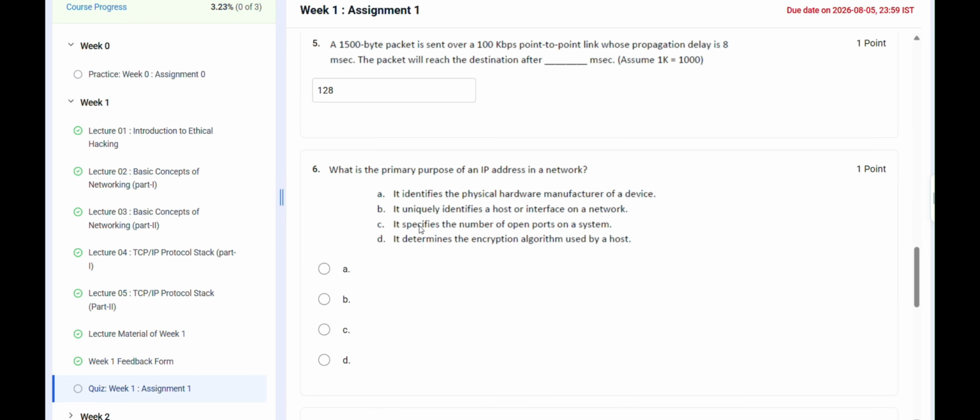Then the sixth question: what is the primary purpose of an IP address in a network? The solution is B. It uniquely identifies a host or interface on a network.